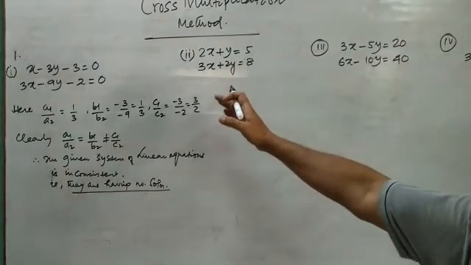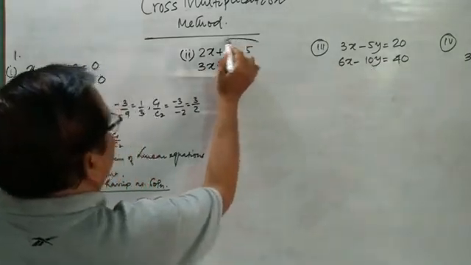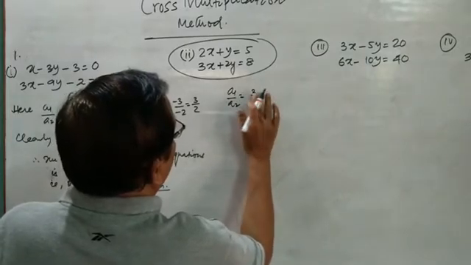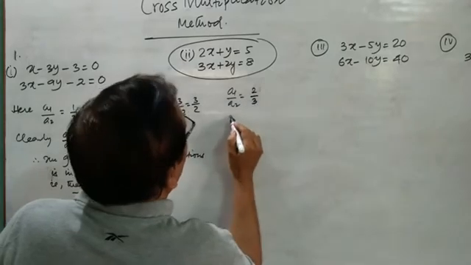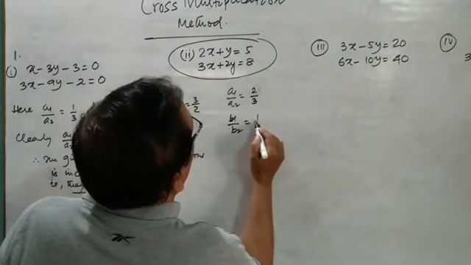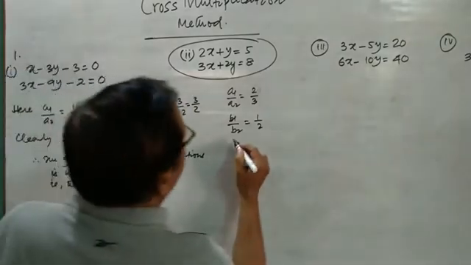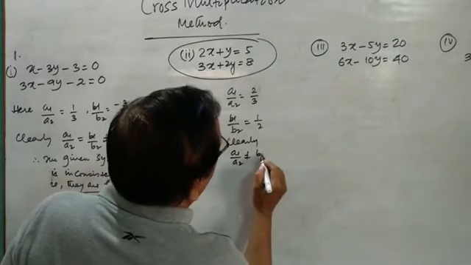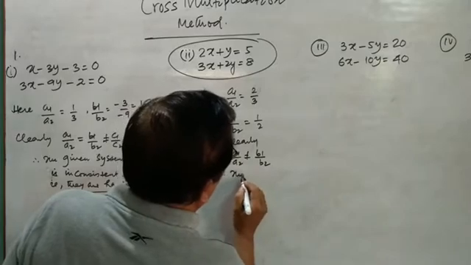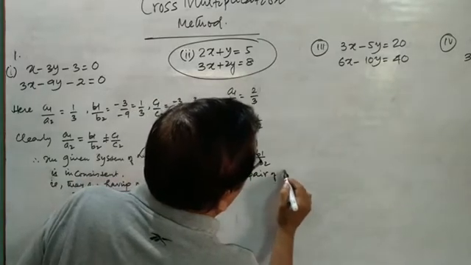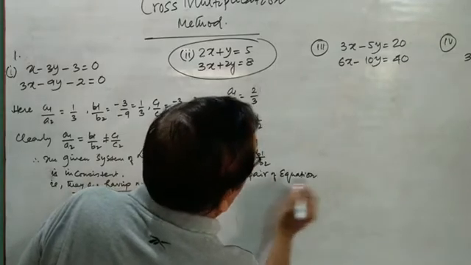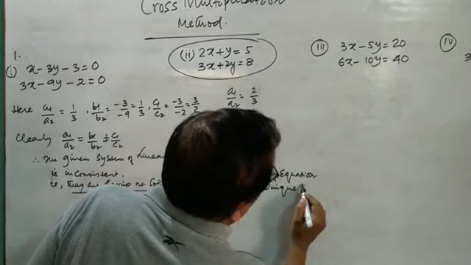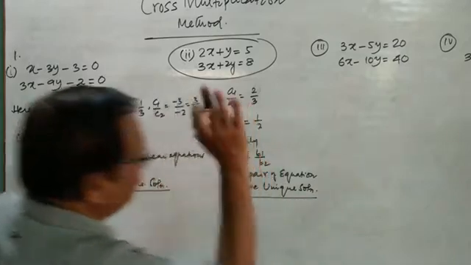Now we will check the same thing with the second system of equations. Find a1 by a2. It is 2 by 3 simply. b1 by b2 is 1 by 2. Clearly, a1 by a2 is not equal to b1 by b2. Therefore, the pair of equations will have a unique solution. Okay. We have got that this pair of equations has a unique solution.